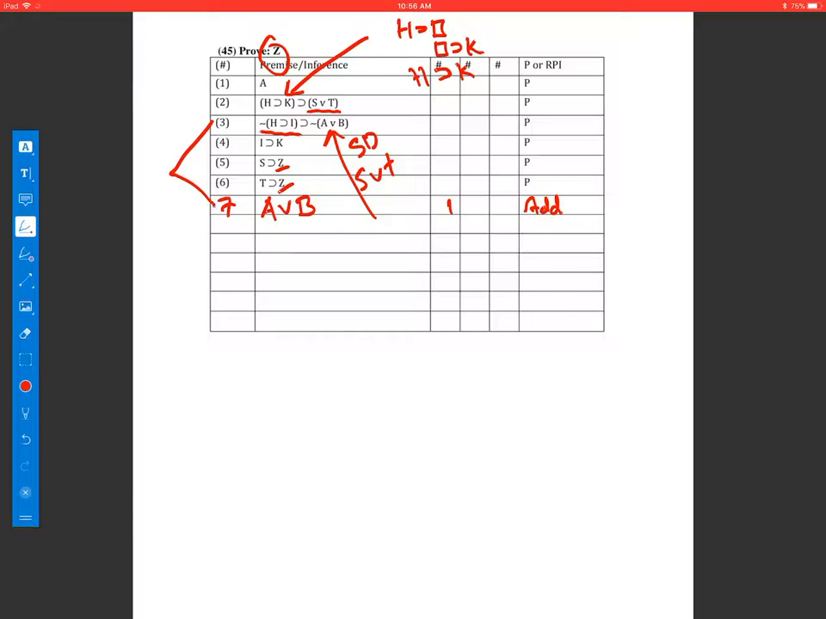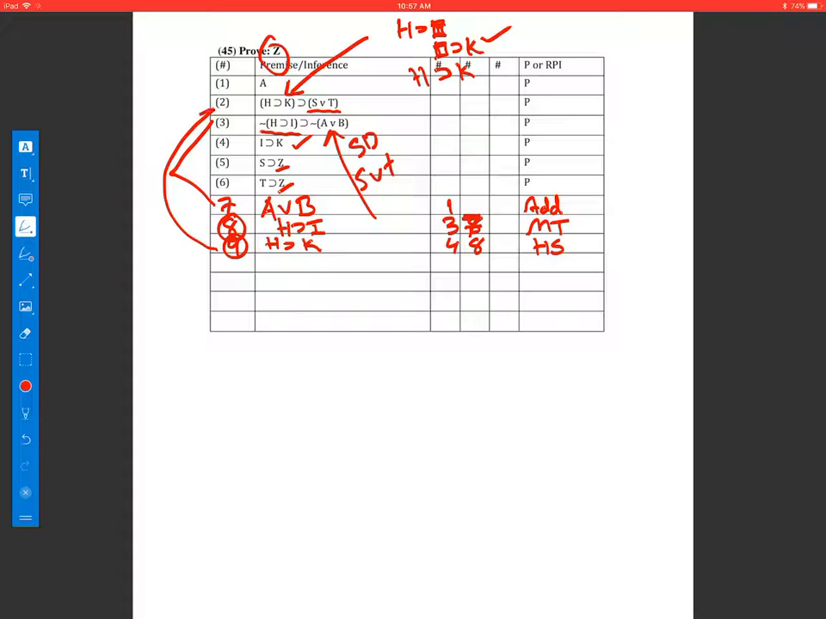So now I have my A or B, so I can do a modus tollens with line 3, and that gets me H then I. So that was 3 and 7 modus tollens. Now that I have that H then I, look for this other part, the blank then K, and it's H then I, so I want an I then K, and it's right here on line 4. So I get H then K from 4 and 8 hypothetical syllogism.